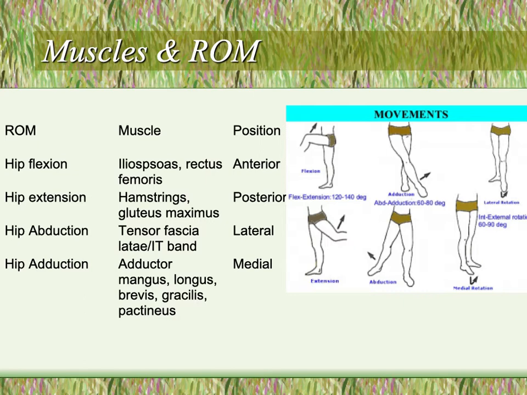And hip adductors is when we bring our leg in. That is our adductor magnus, longus, and brevis. Those are three muscles: adductor magnus, adductor longus, adductor brevis. The gracilis and the pectineus, those are the groin muscles, what are normally known as the groin, and they're on the inside of our leg.